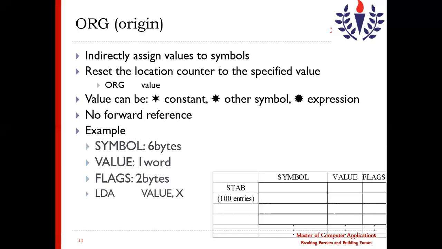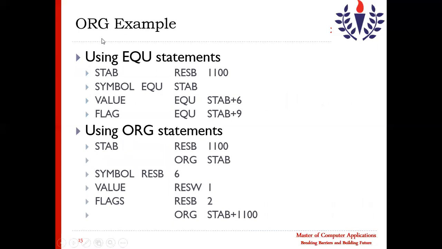So this is one example. Now we can define these symbols in our program in two ways. We have discussed two ways. One is using the EQU statement, one is using the origin statement. So see, using the EQU statement, how we will define. We will start with the symbol table as stab, and that will be at 1100. The stored byte is at 1100.